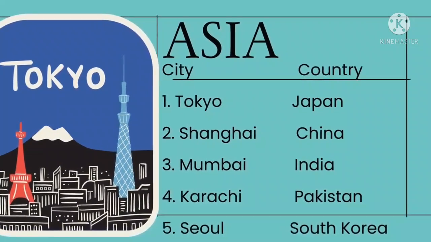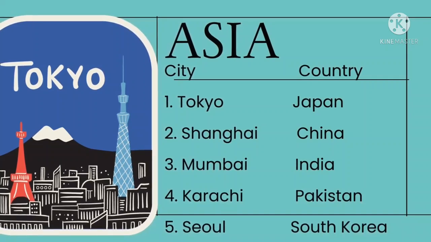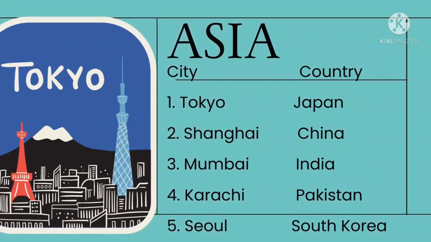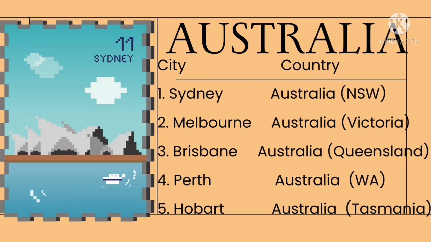Now, the Asia continent has cities like Tokyo, which is in Japan, Shanghai, which is in China, Mumbai, which is in India, Karachi, which is in Pakistan, and Seoul, which is in South Korea. So these cities are in Asia. The image of Tokyo is before you. So anywhere you see such structures, you identify it with Tokyo.